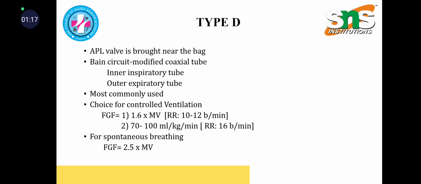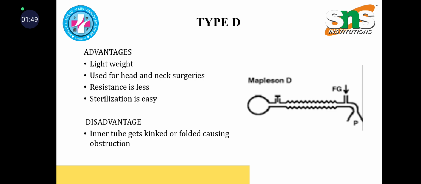The recommendation for fresh gas flow can be 1.6 times the minute ventilation if the respiratory rate is 10 to 12 breaths per minute, or 70 to 100 ml per kg per minute if the respiratory rate is 16 breaths per minute. And for spontaneous breathing, fresh gas flow should be 2.5 times the minute ventilation.